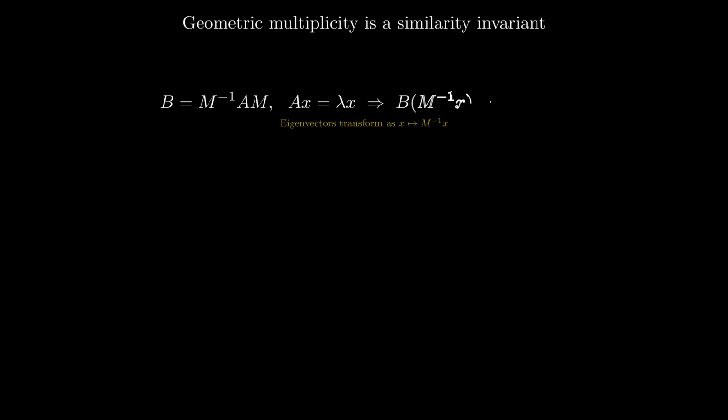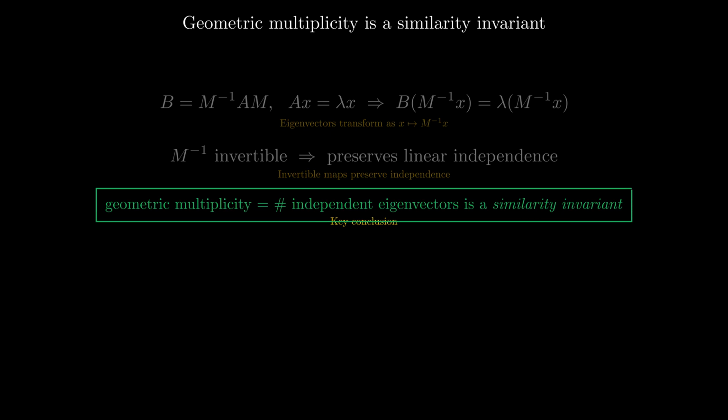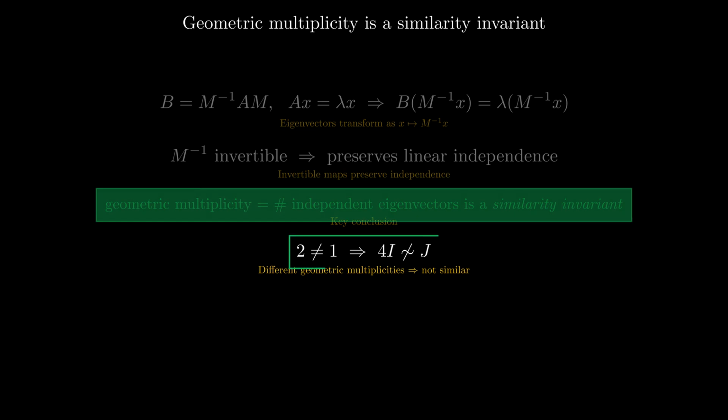That's the split. Why can't the families overlap? Under similarity, eigenvectors transform by the rule x maps to M inverse x. That transformation is invertible, so it preserves linear independence. This means the number of independent eigenvectors, called the geometric multiplicity, is a similarity invariant. A matrix with two independent eigenvectors can never be similar to one with only one. That's exactly why 4 times the identity and the Jordan block live in separate worlds. The lesson: eigenvalues alone don't classify matrices up to similarity. You also need to know how many eigenvectors actually exist.